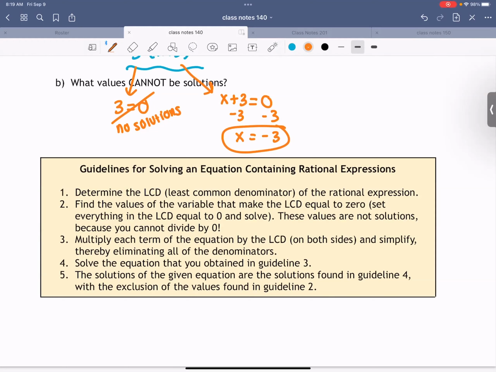Secondly, you're going to find everything that makes the LCD equal to 0, so find the values that can't be solutions. Third, you're going to take your equation and multiply everything by the LCD. So everything in your equation is going to be multiplied by whatever you found. You're going to solve the equation, and then at the end, you're going to make sure that your solutions can be solutions. So you're going to compare your answer to the values that can't be solutions. And I think an example might make that more clear.